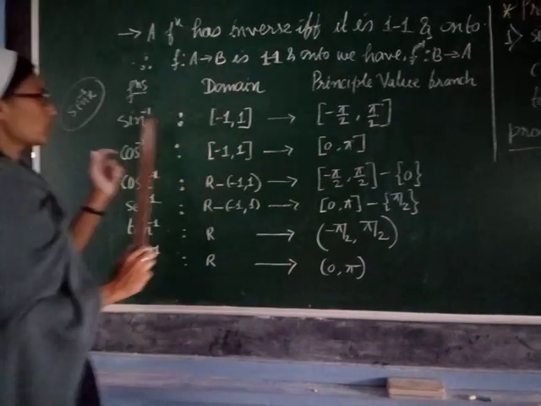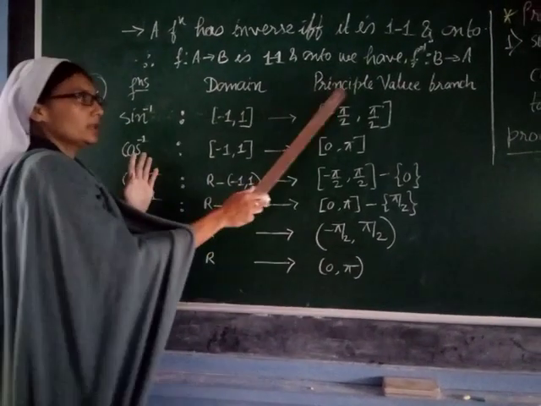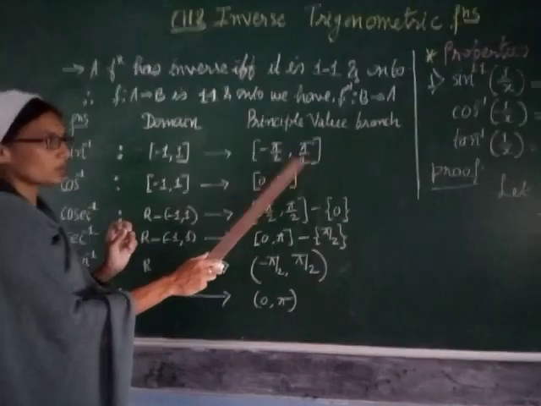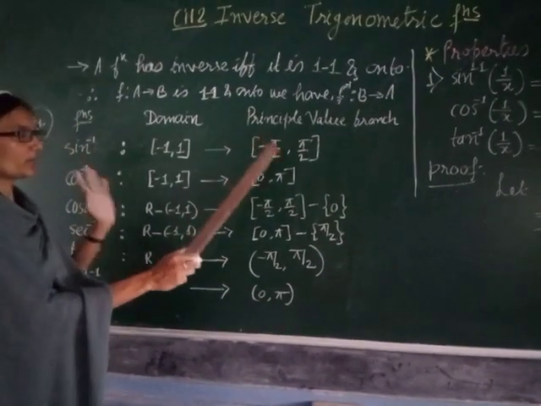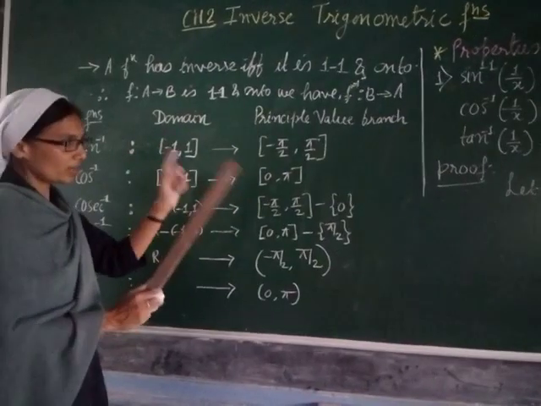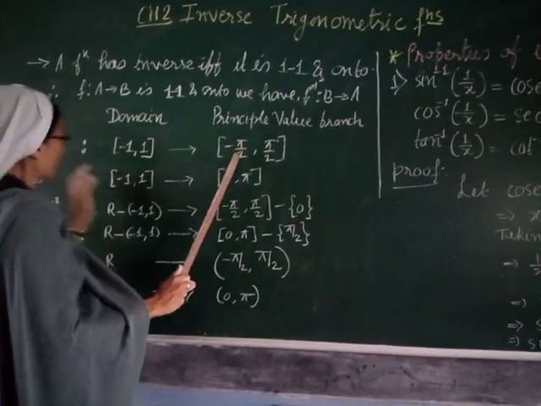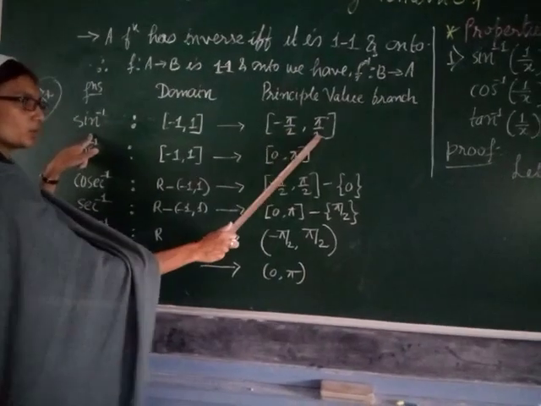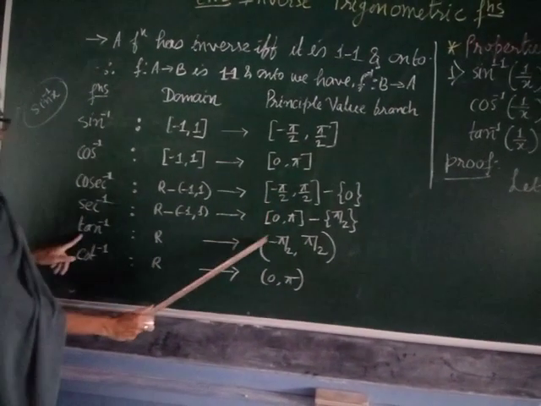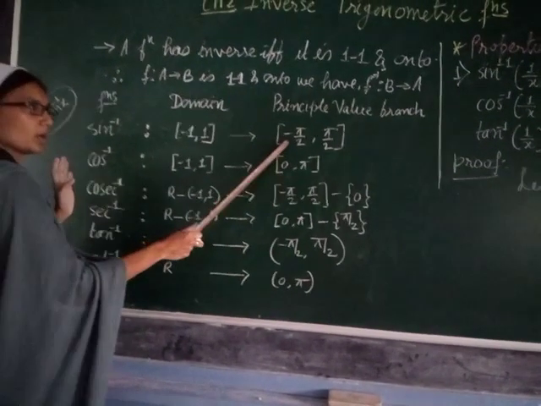So the range which was in sin, cos, tan will now become the domain, and the range will be the principal value branches. Why principal value branches? Because these trigonometric functions are not one-one and onto in the whole of the range. Therefore, we are selecting a particular range. So for sin inverse, it is minus pi by 2 to pi by 2. Sin inverse, cosec inverse and tan inverse are more or less the same, so you can remember it.